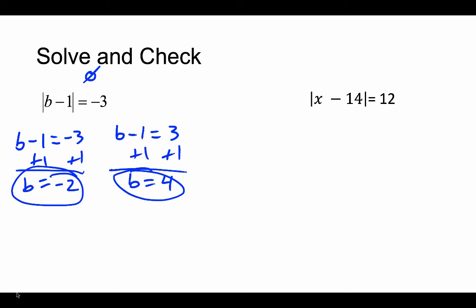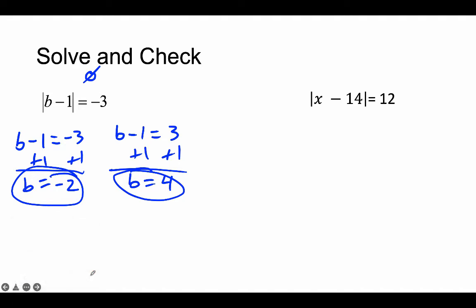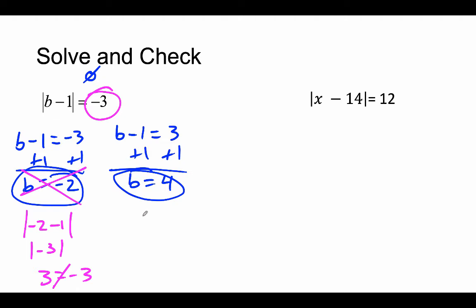I'm going to find a different pen color again, just to change it up, just to make sure we're alive out there. Here we go. What about, I don't think these ones, magenta. Oh, Gracie would love this one. Okay, I'm going to do absolute value of negative 2 minus 1. Absolute value of negative 2 minus 1 is negative 3. The absolute value of negative 3 is 3. Is 3 equal to negative 3? No! Throw it out. Put the 4 in.